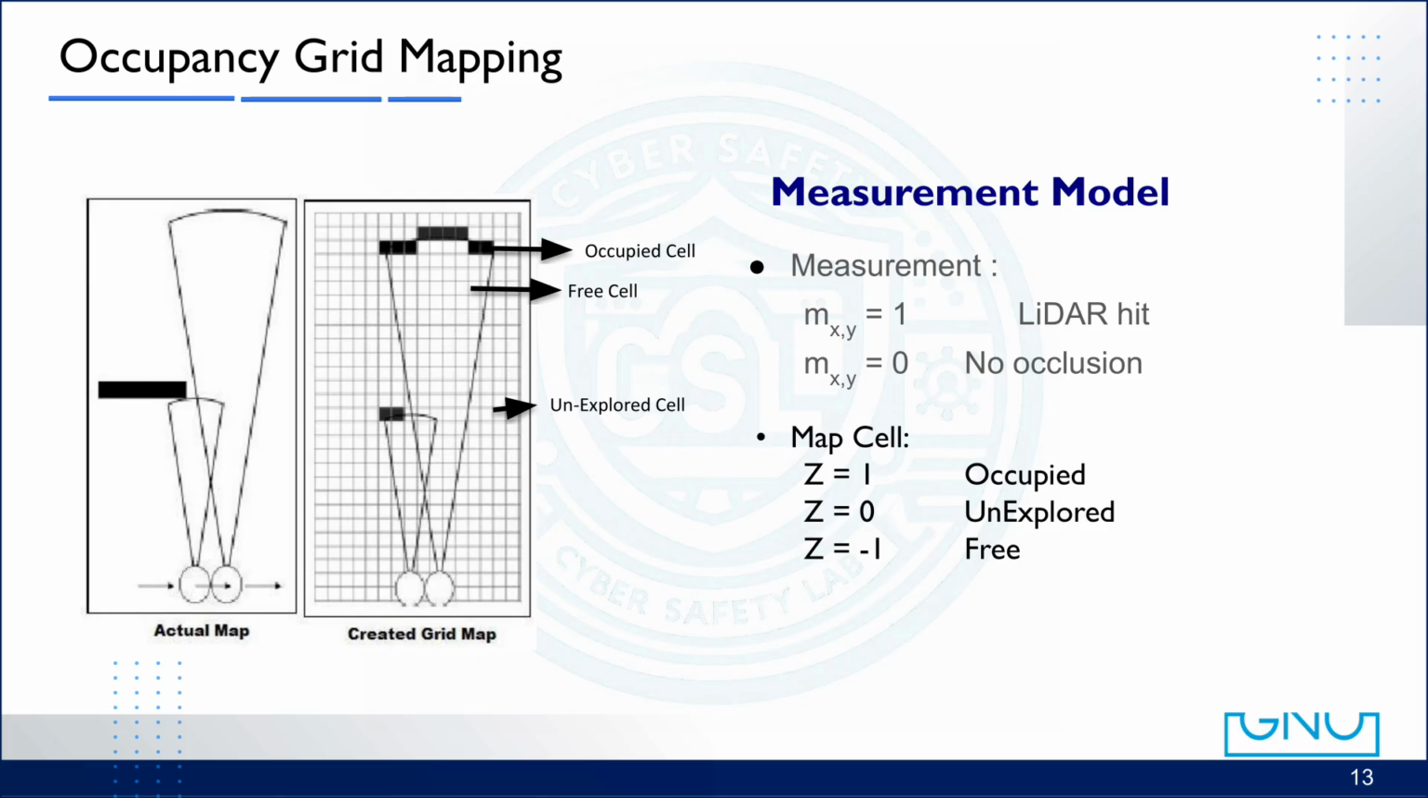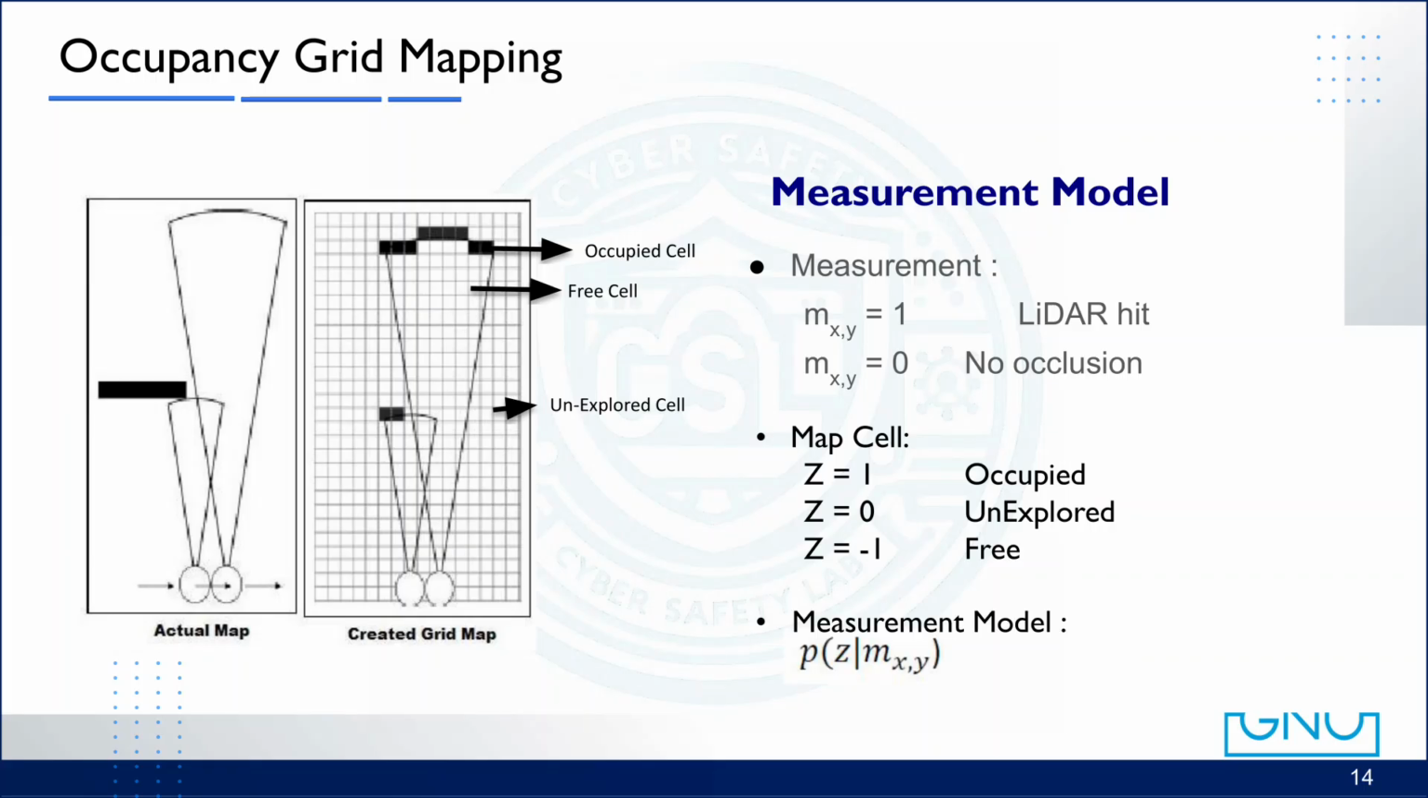Based on repeated measurements, each grid cell receives a state value. We assign 1 for occupied cells, -1 for free cells, and 0 for unexplored regions. These values provide a compact representation of what we believe about each spot in the environment. As new scans arrive, the cell states are continuously updated, refining the boundaries of obstacles and free space.